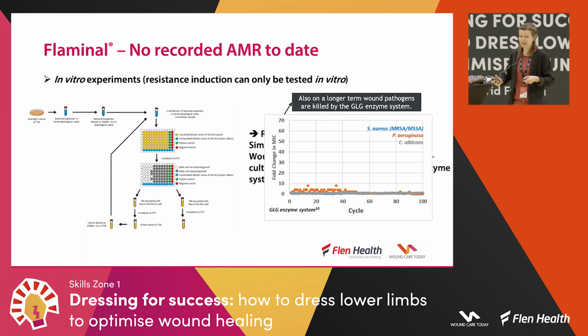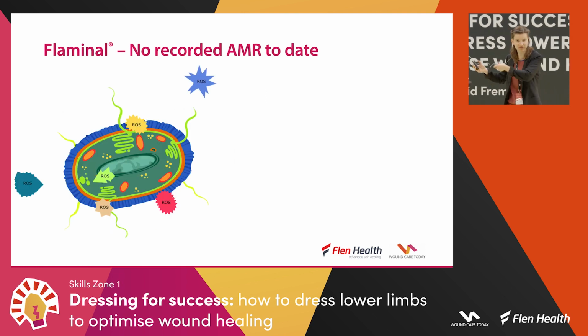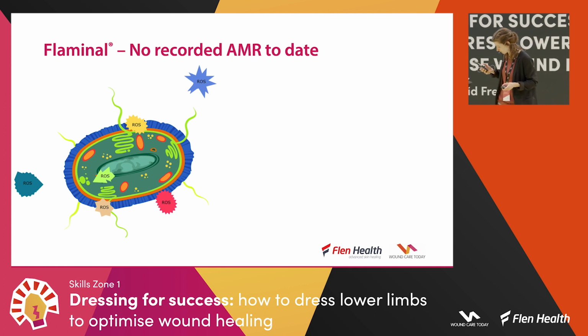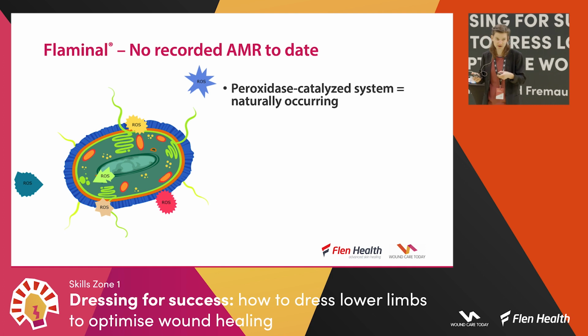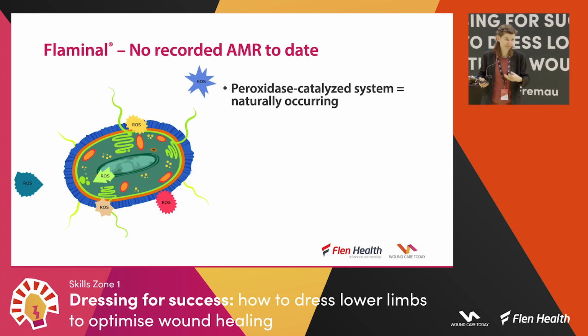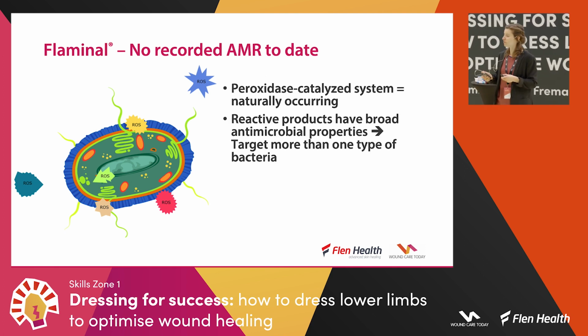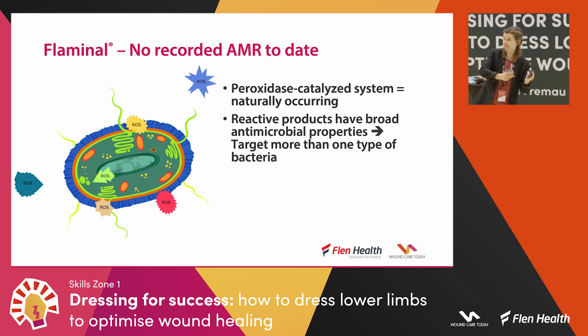Now, we went looking into these reactive oxygen species because we said, okay, it's interesting that this comes out of these training experiments. How can this happen? We know that these oxidase, peroxidase, catalyzed systems are naturally occurring systems. They're part of us, even human beings. They're part of our saliva, our macrophages, our blood cells. Moreover, we know that the ROS, they target multiple types of bacteria, so gram-positive, gram-negative, as well as fungi.